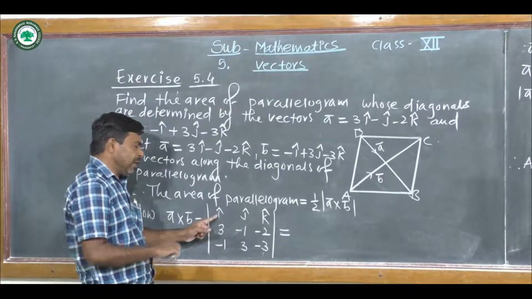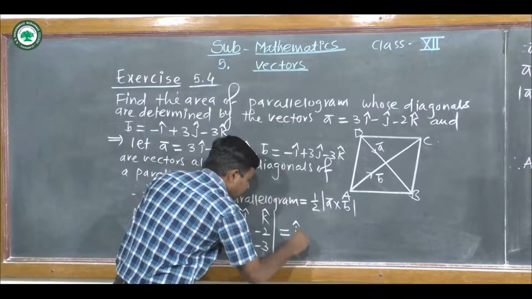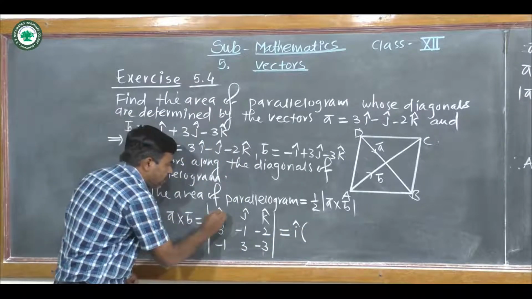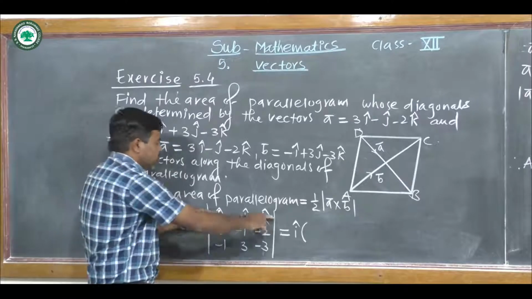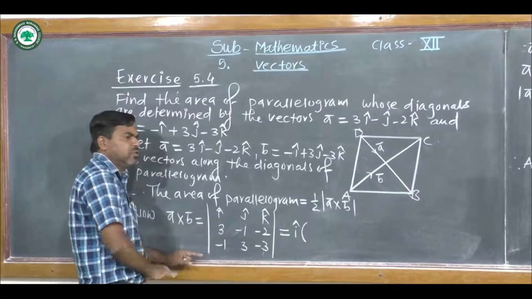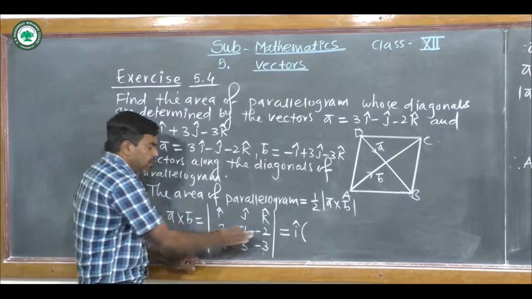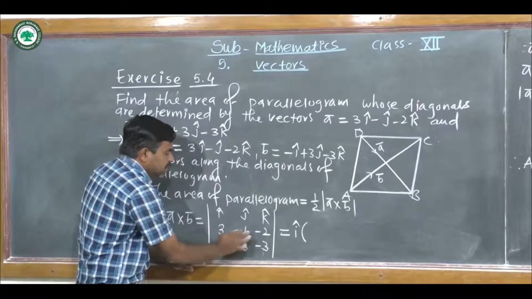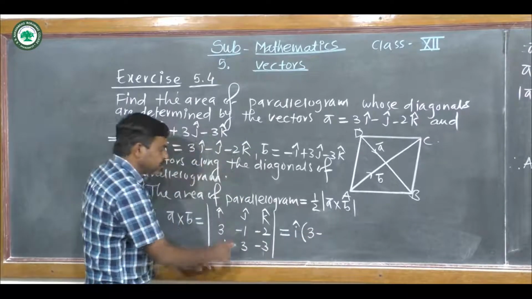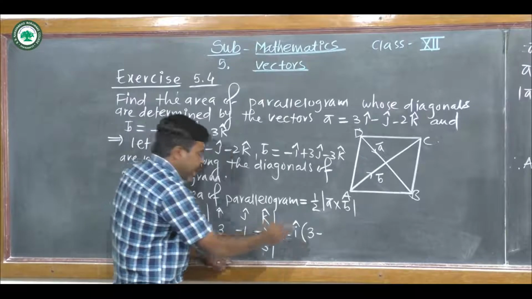So take the first element i cap in bracket. Now this i cap lies in the first row and first column. So delete the first row and first column, and take the determinant of the remaining 4 elements. That is minus 3 into minus 1, 3. Minus 3 into minus 2, minus 6.